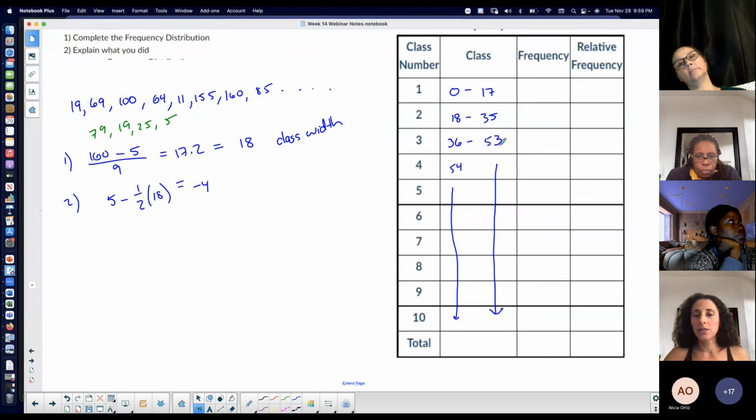So if you notice, each class, remember the class width is 18. Each class consists of 18 values because I'm including the endpoints. Okay, so even though 17 minus 0 is 17, because I'm including 0 and 17, there are actually 18 values in this interval.